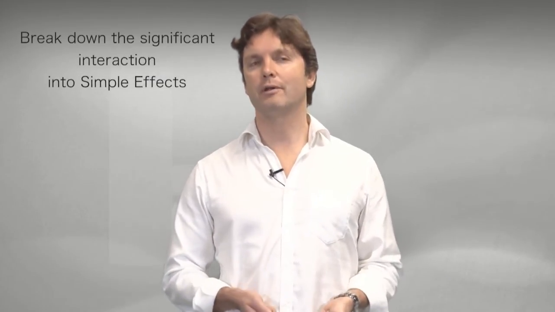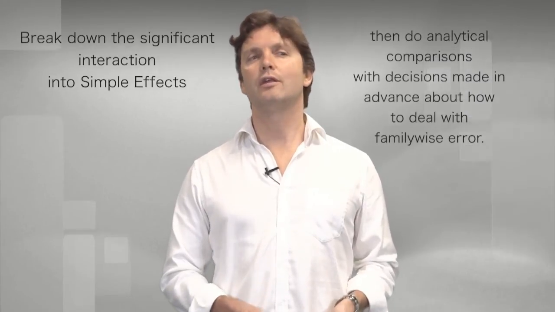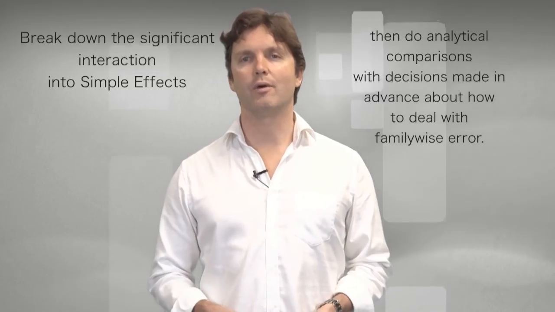Now, given the significant two-way interaction between gender and time, these are the important marginal means that represent the interaction. The remainder of this lecture is devoted to unpacking the significant interaction between gender and time. To do this, we're going to break down the significant interaction into simple effects and then do analytical comparisons with decisions made in advance about how to deal with family-wise error.